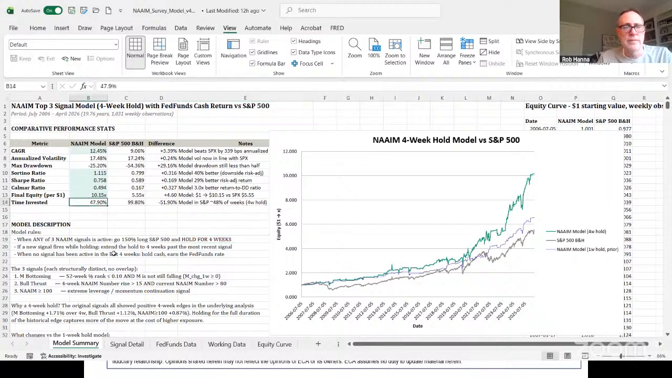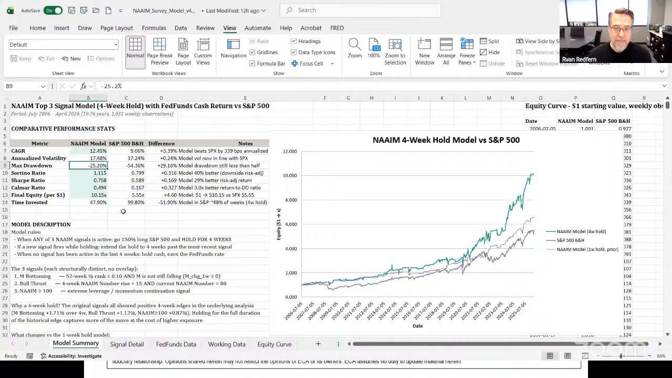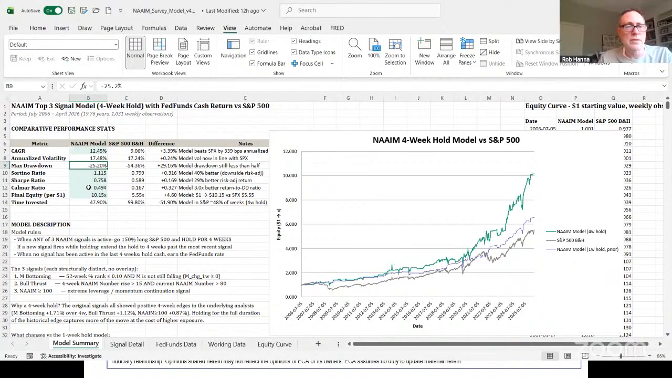You can see that here. And it increases the return to 12.5%. So it's 3.4% per year better than the S&P. Volatility now becomes about even with the S&P, annualized volatility, but max drawdown still less than half. And you still have nice Sortino and Sharpe ratios.